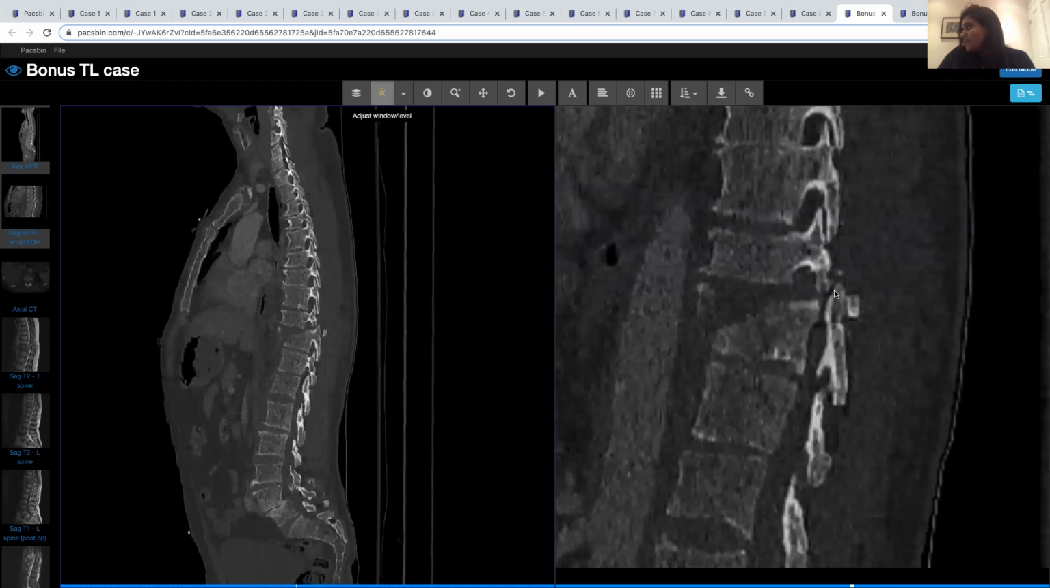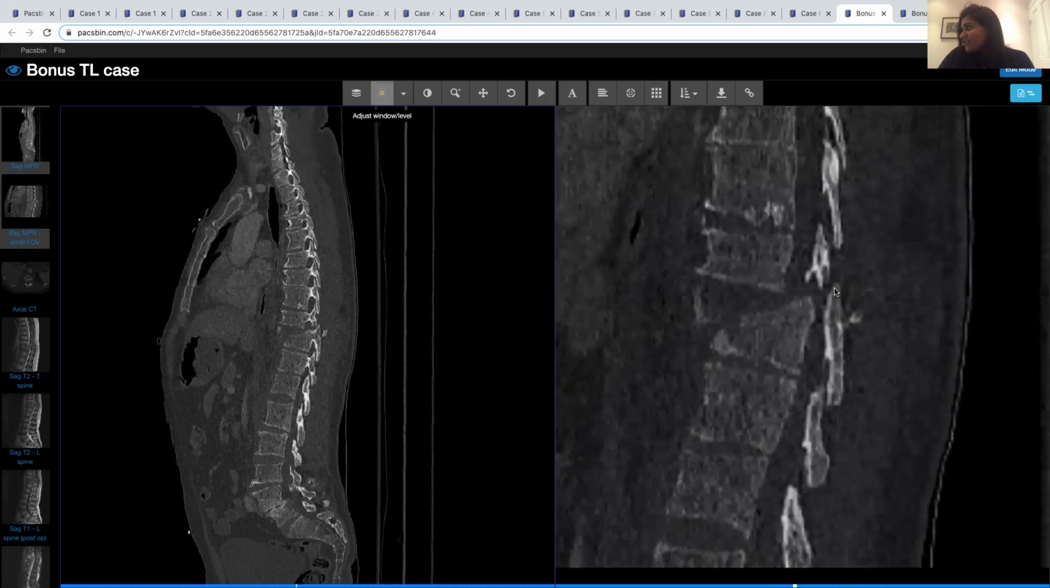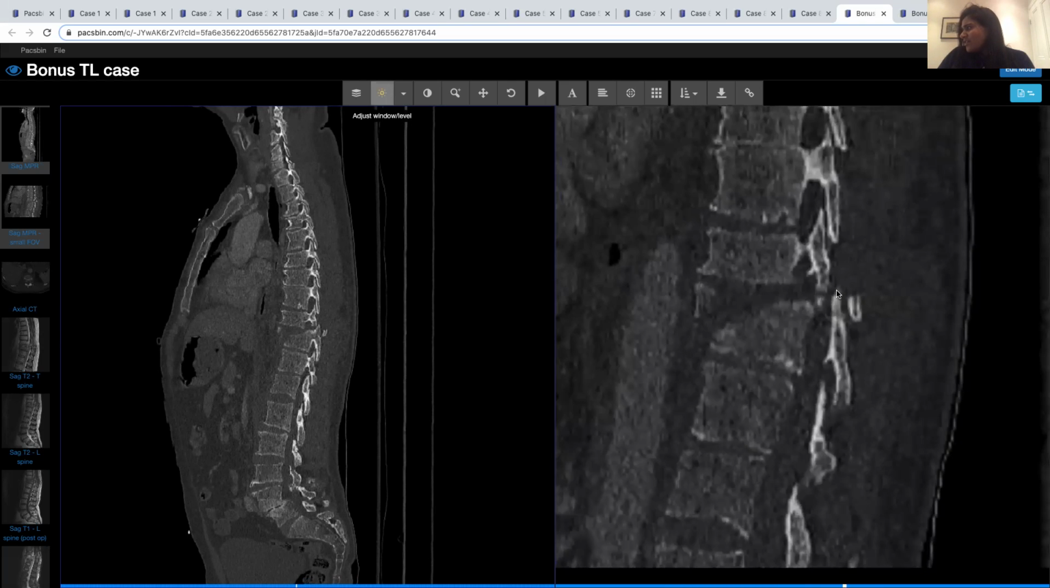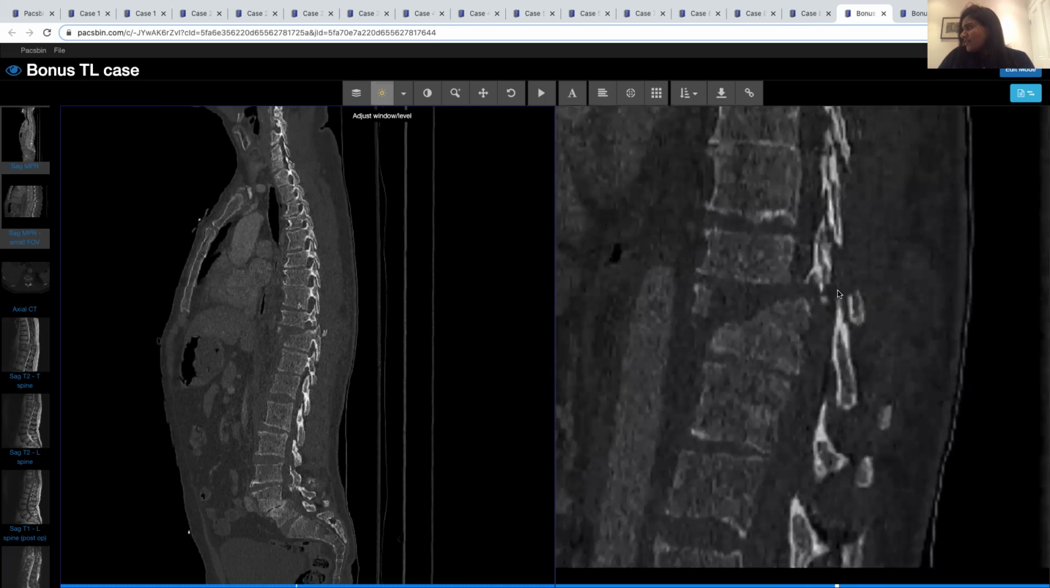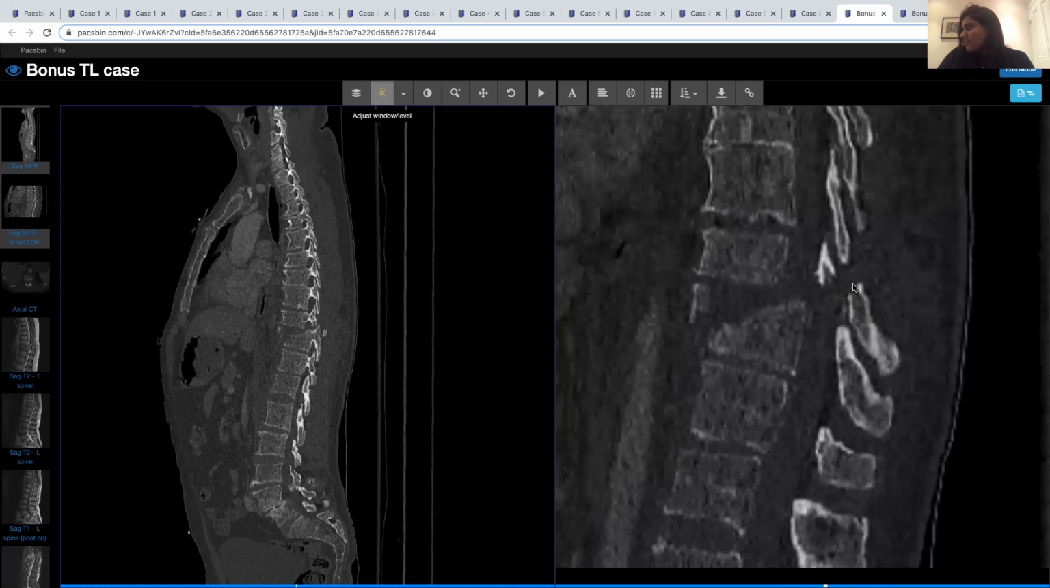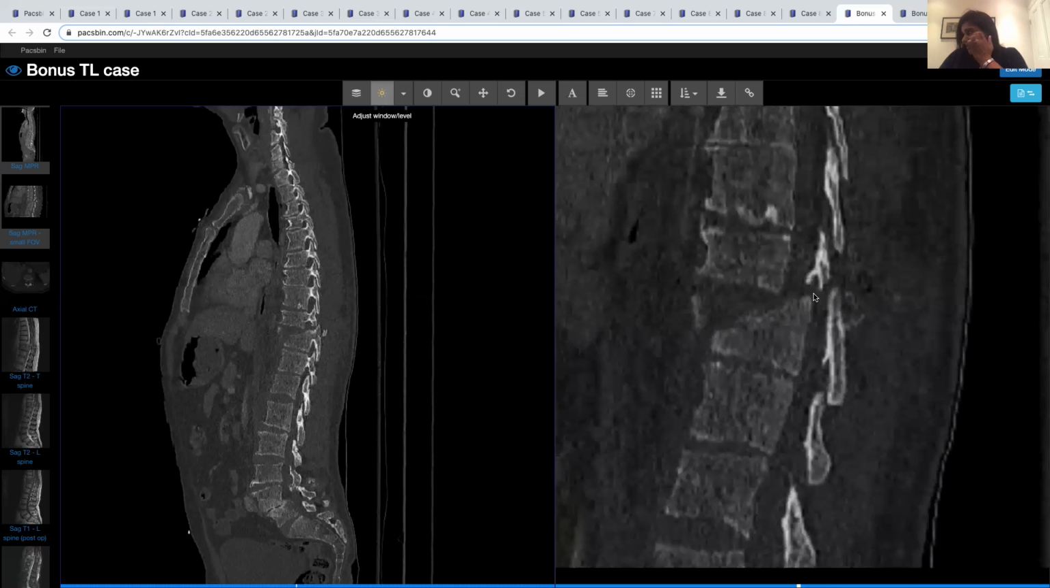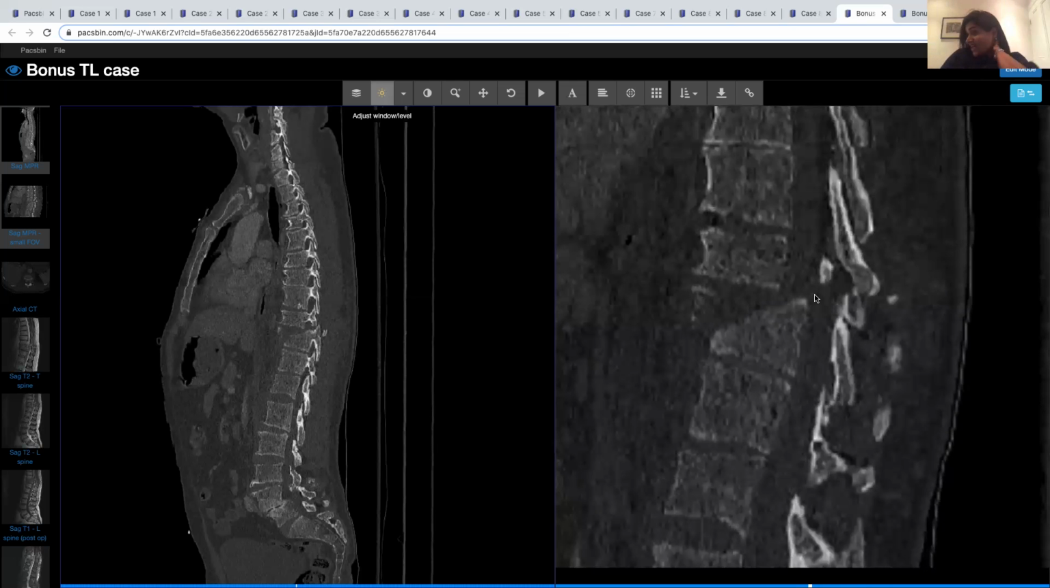There's associated bilateral T9 laminar fractures, and it looks like the superior aspect of that spinous process has been fractured, as well as the laminae either side of that. And as you can see, there's obviously severe canal narrowing at this level.